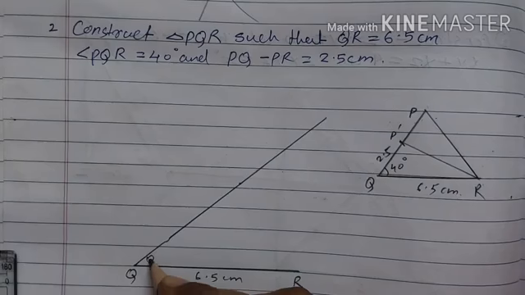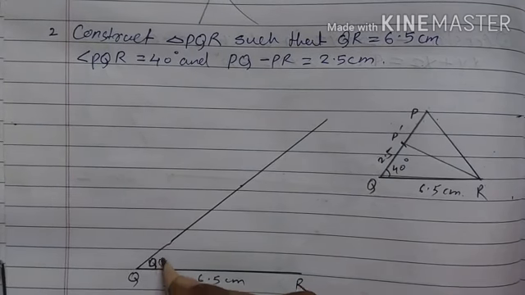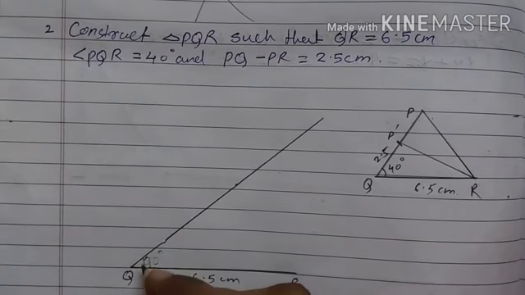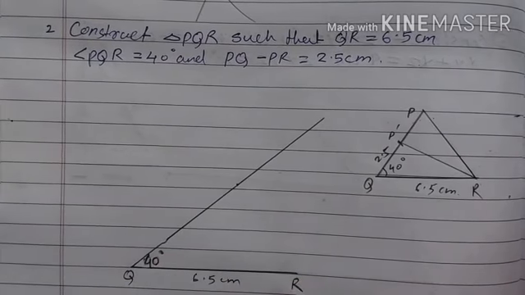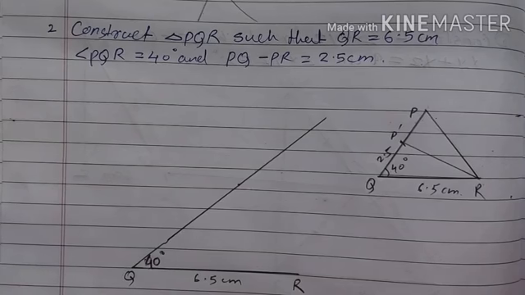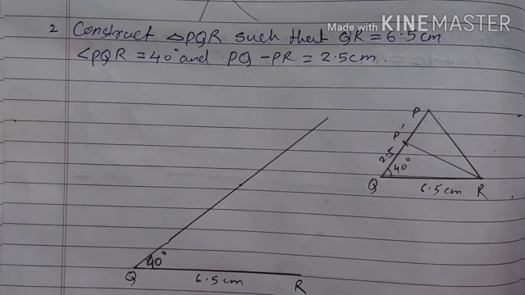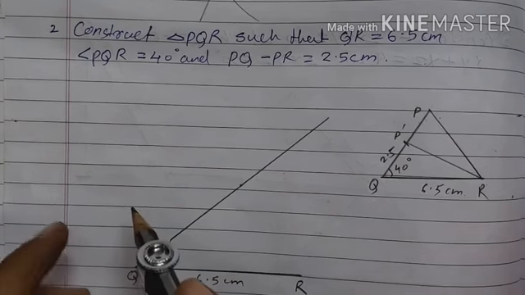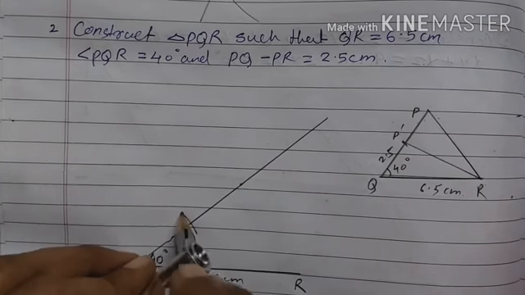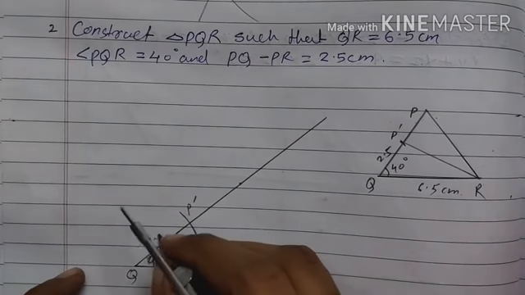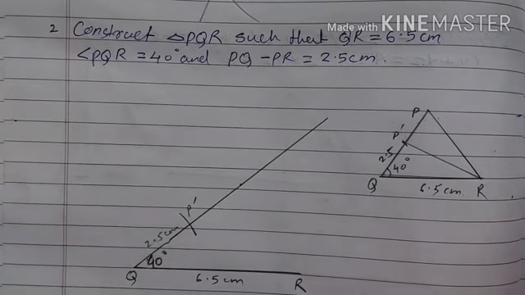Now the difference between the two sides, that means PQ minus PR, is given to you 2.5. Now cut this angle ray at 2.5 centimeter with the help of compass. Measure the length 2.5 and cut this angle ray at 2.5 centimeter. Here this is your point P dash. Now join P dash with R.